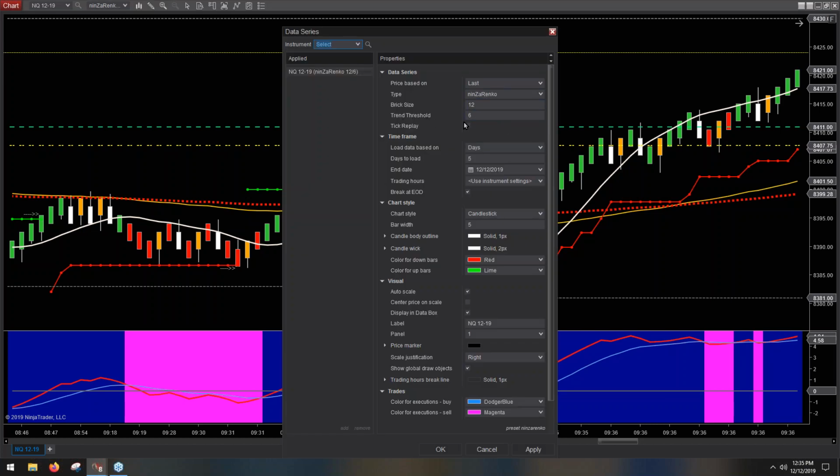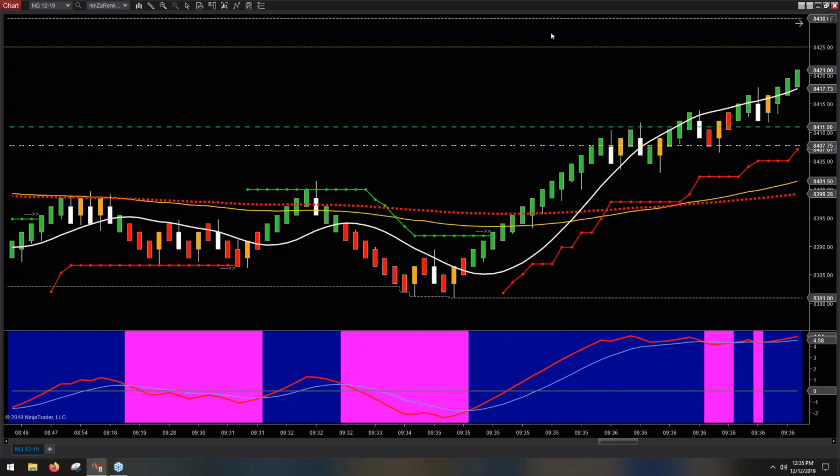So you can see trend threshold 6, brick size 12. So this 6 goes into 12 evenly, right? So you can use 2, you can use 3, you can use 4, but I'm using 6. So if you change it to 16, you would want to use a number that was evenly divisible into that 16 if you're going to use that as a brick size, okay? And that holds true on any instrument.